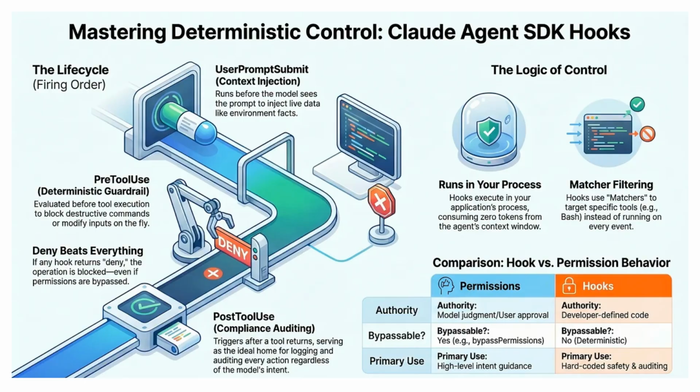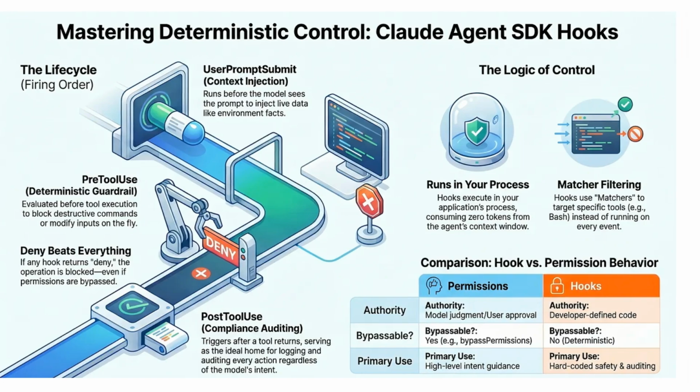A hook return object has two main tiers, top-level fields for conversation behavior and hook-specific output for the current operation. Updated input must be placed inside hook-specific output, and it must be paired with permission decision equals allow. Hooks run inside your application process, which is powerful but risky. They do not consume context window tokens, but slow hooks stall the agent and unhandled exceptions can crash the run.